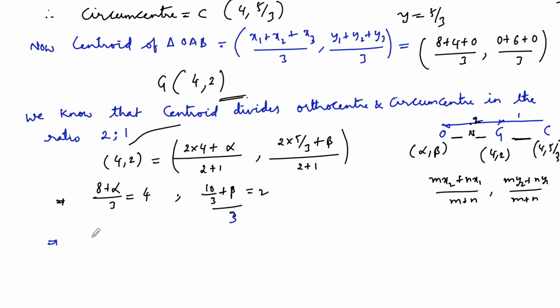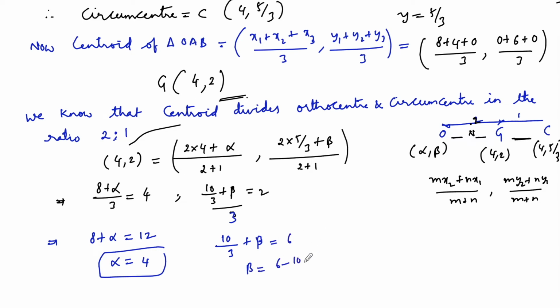So which implies 8 plus alpha is equal to 12, alpha is equal to 12 minus 8, that's 4, and 10/3 plus beta is equal to 6, or beta is equal to 6 minus 10/3, that is (18 minus 10) upon 3, 8 upon 3. So we got alpha and beta, therefore orthocenter of given triangle is (4, 8/3).